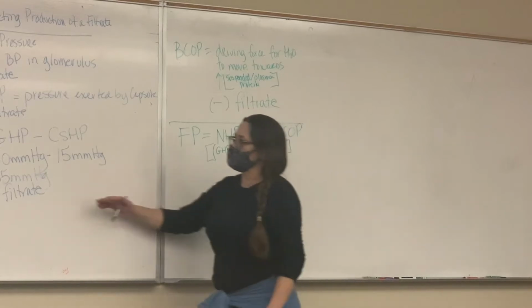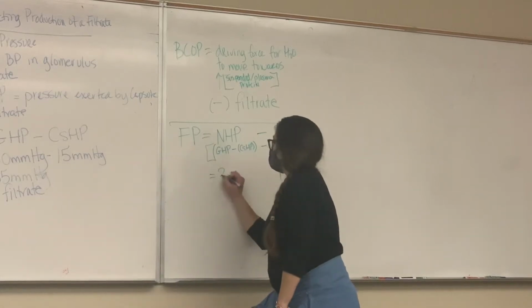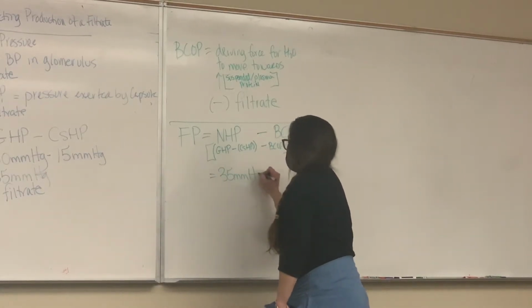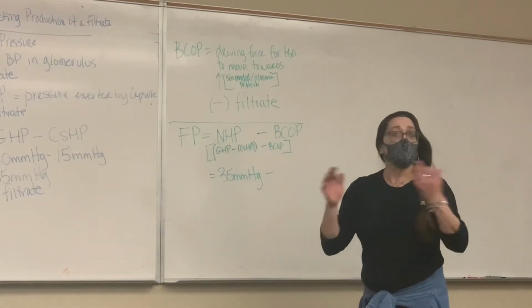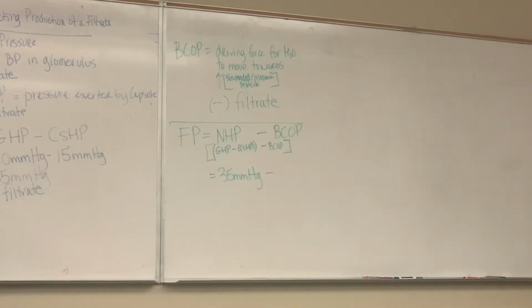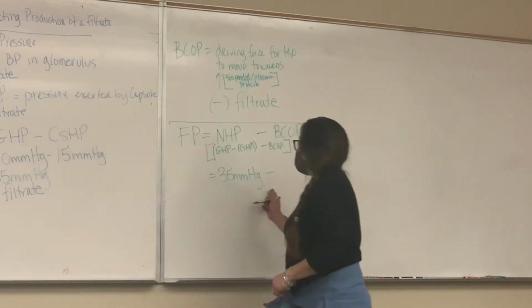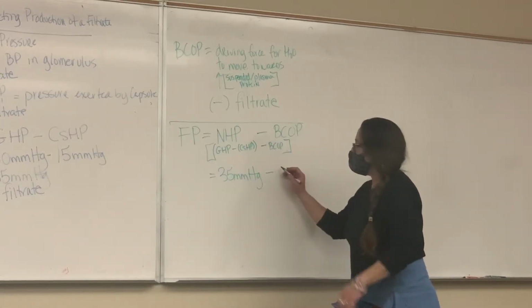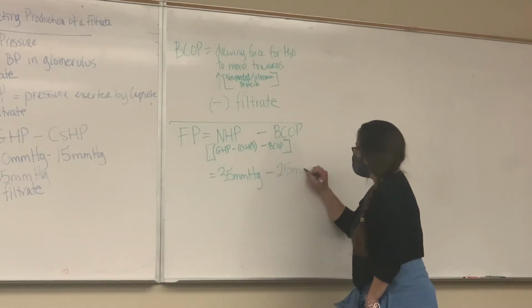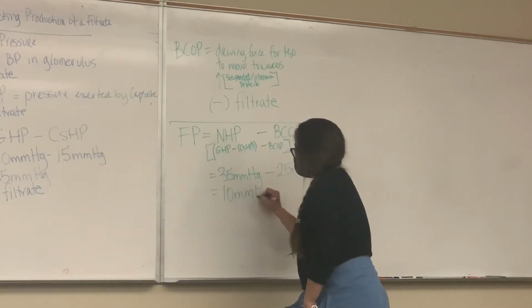So if we take real numbers, we already calculated our net hydrostatic pressure is 35, that's these two numbers. So we've got 35 millimeters of mercury. Like we saw before, assuming our liver is making plasma proteins like it should, the BCOP should be a pretty constant number. Unless the liver's not doing what it should, then that number would be smaller. At a normal, resting state, it is 25 millimeters of mercury. That gives us a filtration pressure of 10 millimeters of mercury.